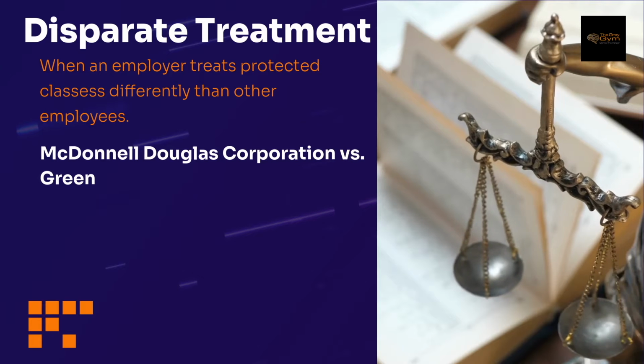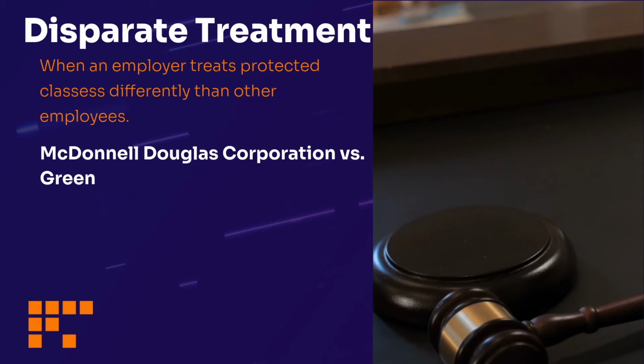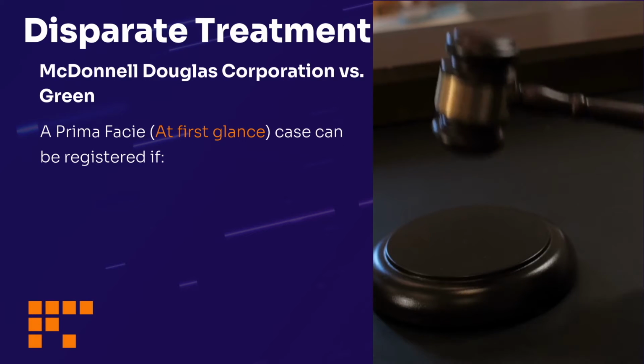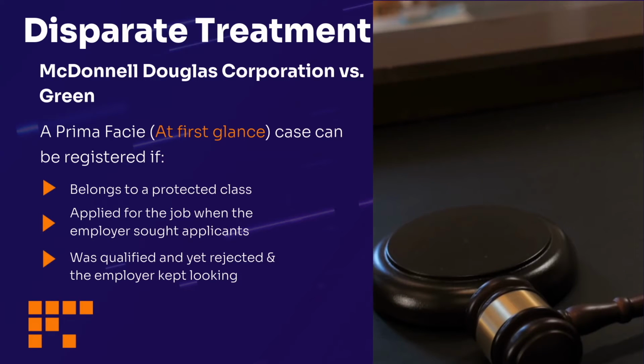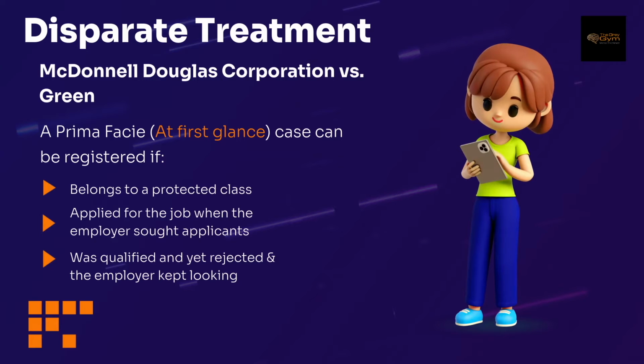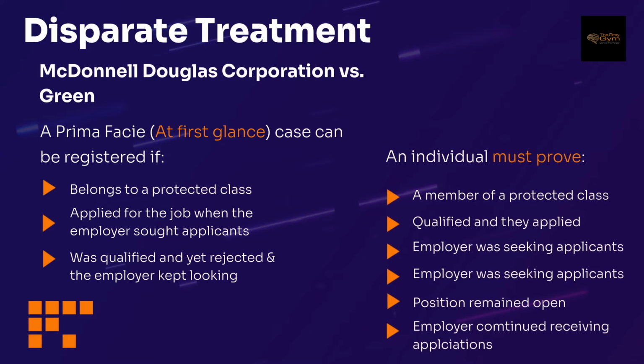This was the precedent-setting case that established criteria for disparate treatment and ruled that a prima facie case can be registered if an employee belongs to a protected class, applied for a job when the employer sought applicants, was qualified and yet rejected, but the employer kept looking. In disparate treatment cases, an individual must prove they are a member of a protected class. They applied for a job for which they were qualified and for which the employer was seeking applicants. They were not hired even though they were qualified. After they did not get the job, the position remained open and the employer continued to receive applications.